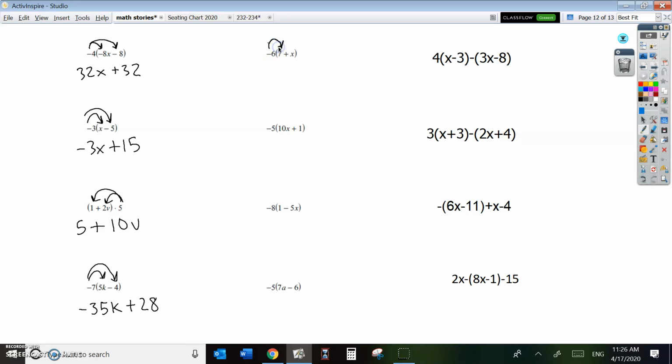Negative 6 times 7, negative 6 times x. Negative 42 minus 6x. Negative 5 times 10x is negative 50x. Negative 5 times 1 is negative 5. Negative 8 times 1 is negative 8. Negative 8 times negative 5 is positive 40. Remember, those negatives cancel.